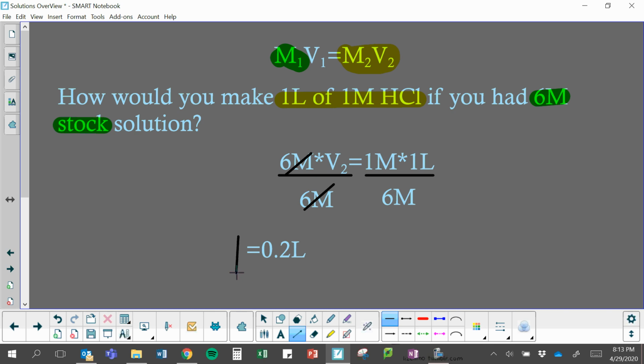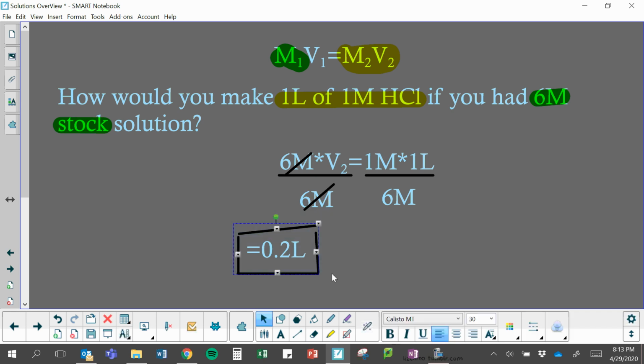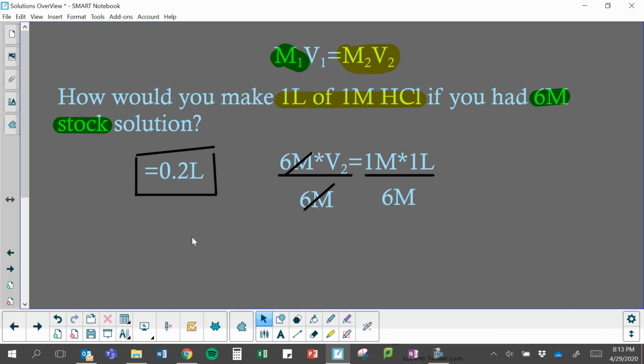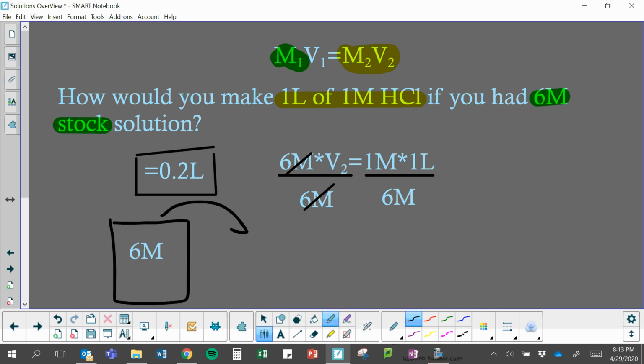That means if we are going to make a solution, let me put this off to the side. Okay, it says we are starting with a 6 molar stock solution. So if that is our stock solution, we want to take some of that and put it in our own solution that is going to be 1 molar. So that means we're using 0.2 liters of the beginning thing.